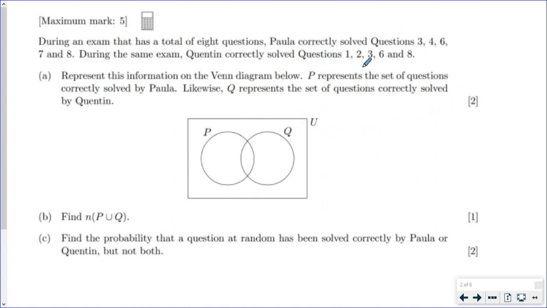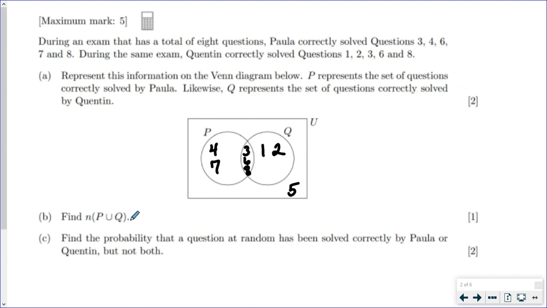So their overlap is 3, 6, and 8. Those would go here, 3, 6, and 8. That means Paula gets 4 and 7 over here, and Quentin gets 1 and 2 over here. Now that we have 1, 2, 3, 4, we're missing 5. That means neither of them got 5 correct, so it's out here somewhere. And then we had 6, 7, 8, so that encompasses all of them.